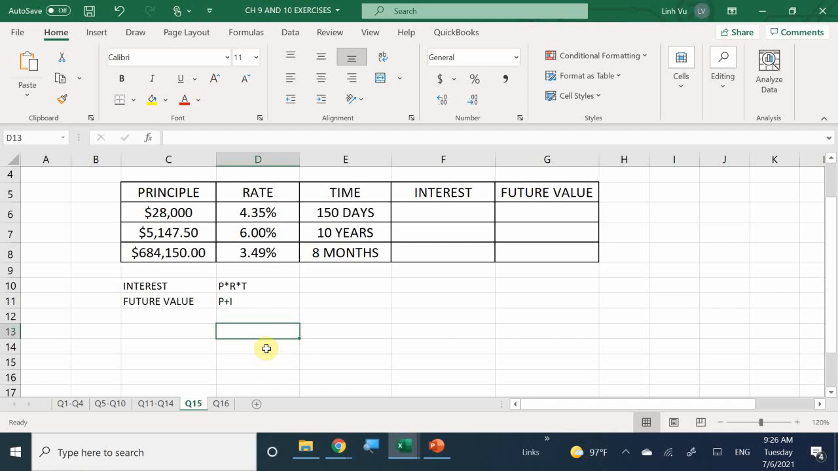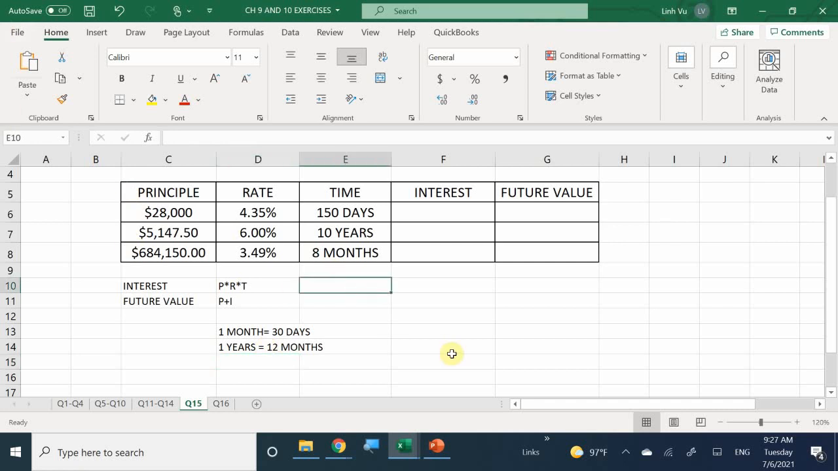How many days are in 1 month? 30. Equals 30 days. How many months are in a year? 12. So with this concept, it's the same thing here. We're going to apply it to this. How many months is 150 days? It's going to be 5 months.